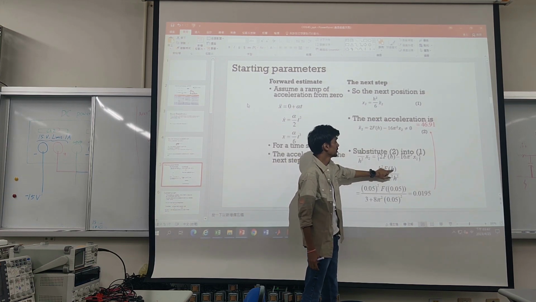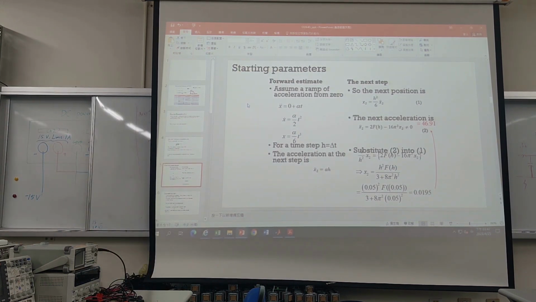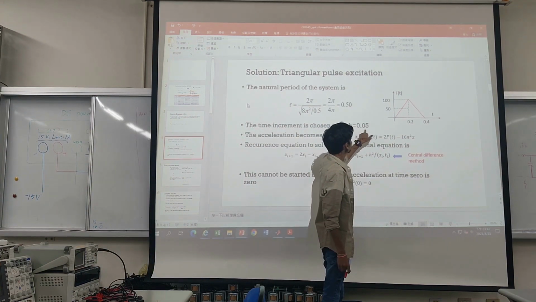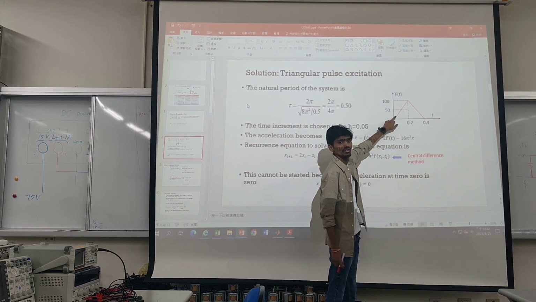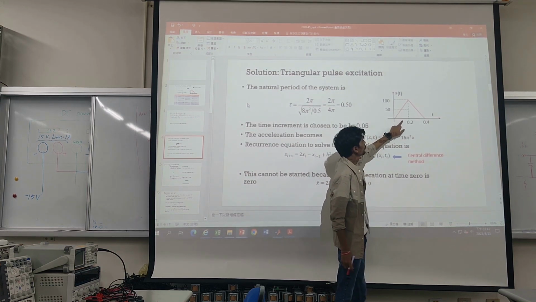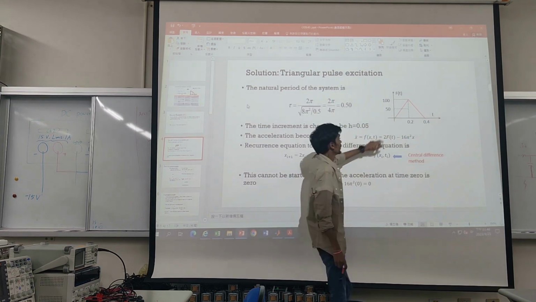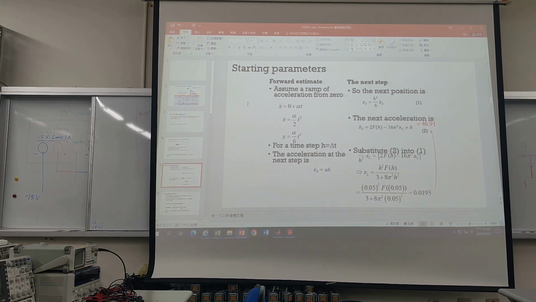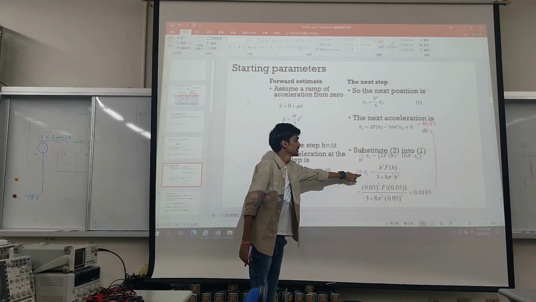Now what is h? H is the time step. For the second step, the time step will be h equal to 0.05. What will be the value of the forcing function? Force at 0 is 0, at 0.1 is 50, so at 0.05 it will be 25 Newton. That 25 Newton we are going to put in that equation. So we will get the value of x2, the displacement at the second step.